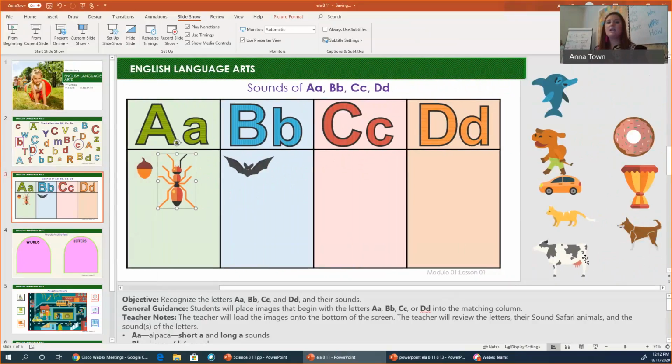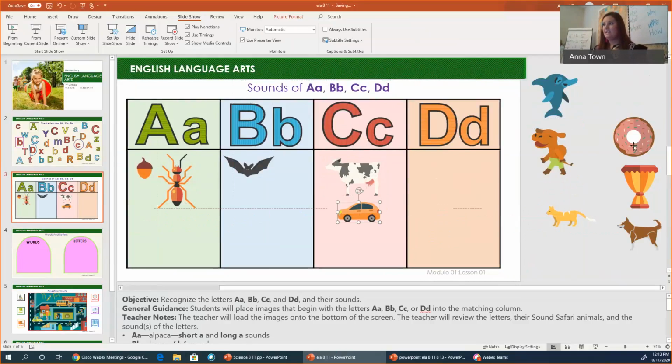I'm going to move over here. Here's a picture of a cow. What category should cow go in? Should it go here? No. It should go in the C. Cow. Here's a picture of a car. Car. Where should the car go? Here? No. Here? No. Here? No. In the C.